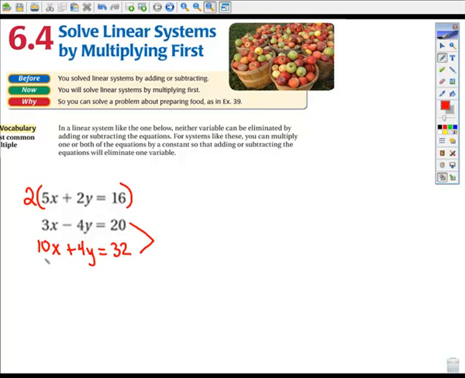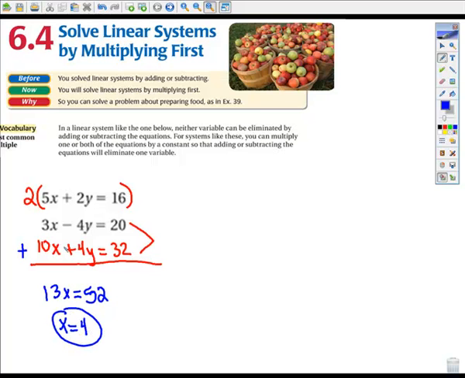Now I'll look at these two equations. Just like with the elimination method, I have exact opposite terms now. And remember, when you have exact opposite terms, you add. So I have 3x plus 10x is 13x. 20 plus 32 is 52, because I have eliminated the y's. Divide by 13 and x equals 4.